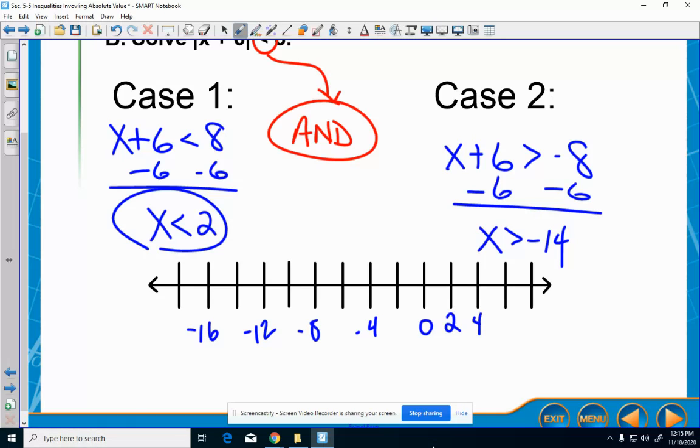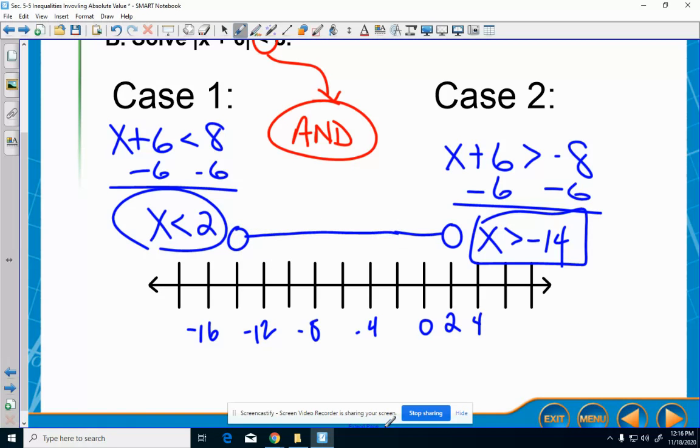X is less than 2 goes which way? Left or right? Left. Hey, join the club. X is less than 2. It's going that way, going to the left. Over here, this one's kind of sandwiched in the way. X is greater than negative 14. So we're down here at negative 14, and we're coming to the right.